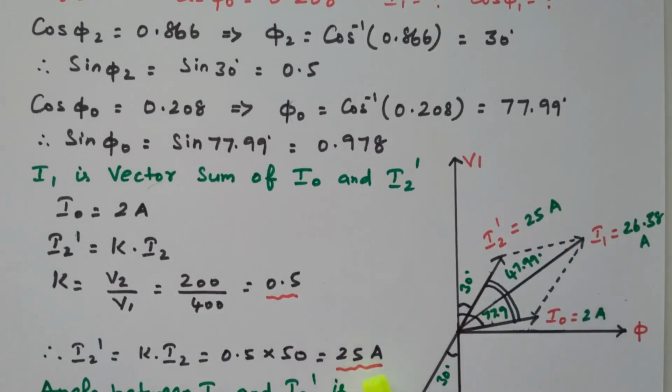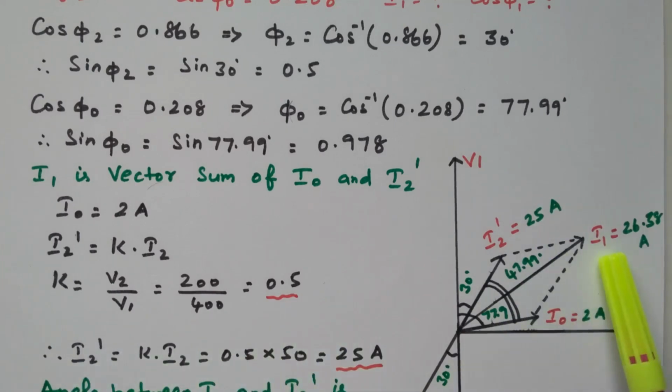Only I2 is given, I2 dash is not given. I2 is given as 50 ampere. I2 dash is 25 ampere. I2 means current flowing through the secondary. I2 dash means the current flowing in the primary due to the loading of the secondary. So I2 dash equal to K into I2. I2 is already available, 50 ampere, and K is 0.5 calculated here, so that is 25 ampere. So this 25 ampere is calculated from this formula.